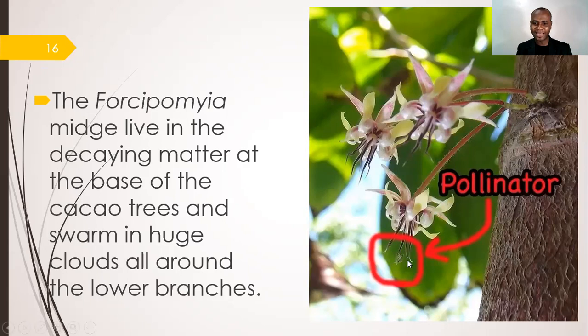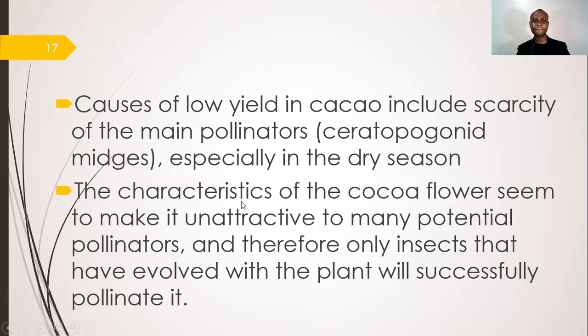So pollinators of cacao need to be as small as this. Okay? So causes of low yield in cacao usually include scarcity of the main pollinators, especially during the dry season. Here in the Philippines, there are two seasons, the rainy season and the dry season. During the rainy season, midges are able to reproduce more, but during the dry season, they reproduce less.